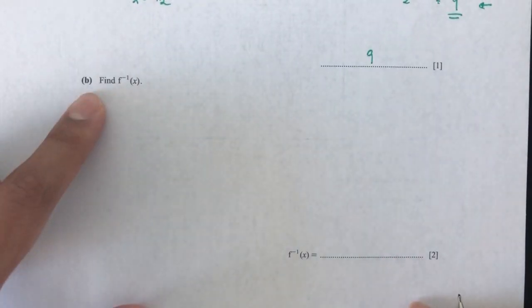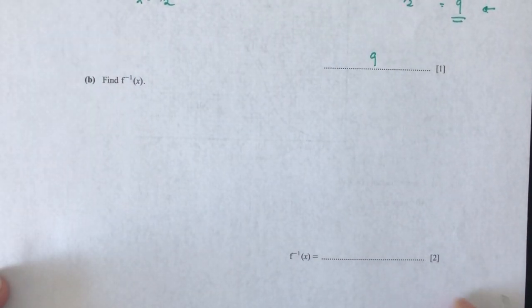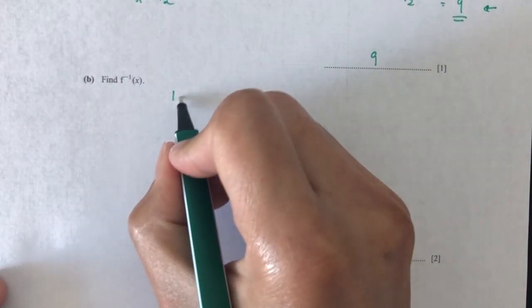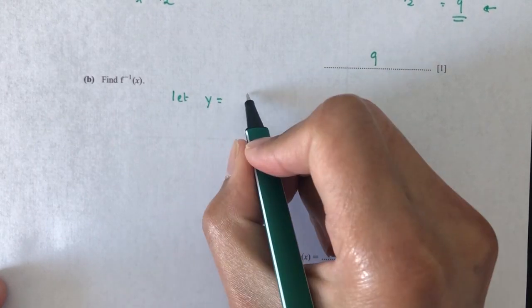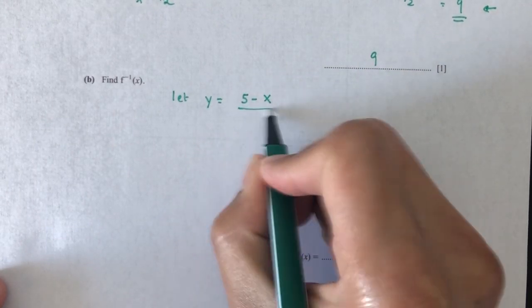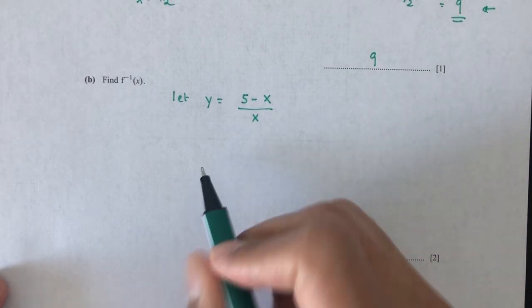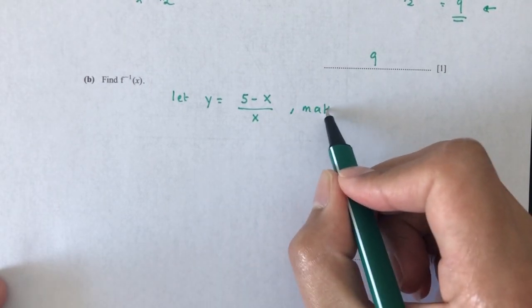So now part B, find the inverse of the function. So inverse will be, we have to first let y equal to 5 minus x divided by x. So then we have to make x subject.